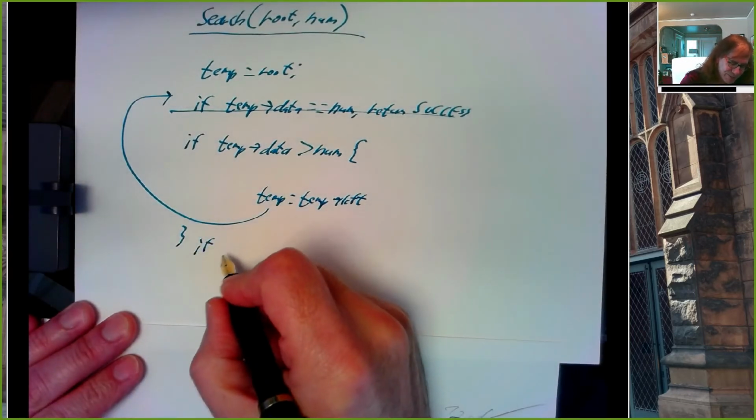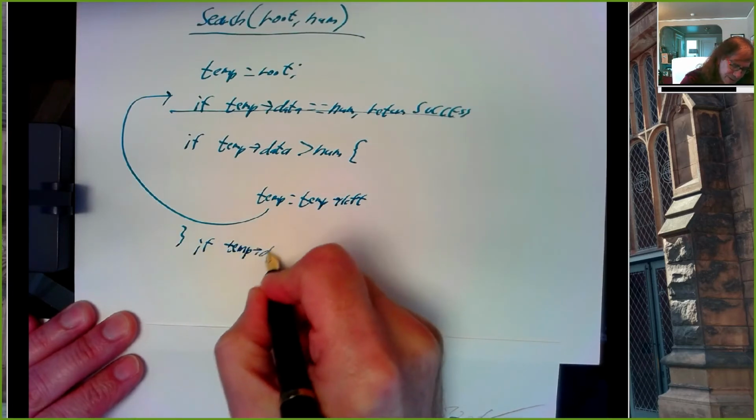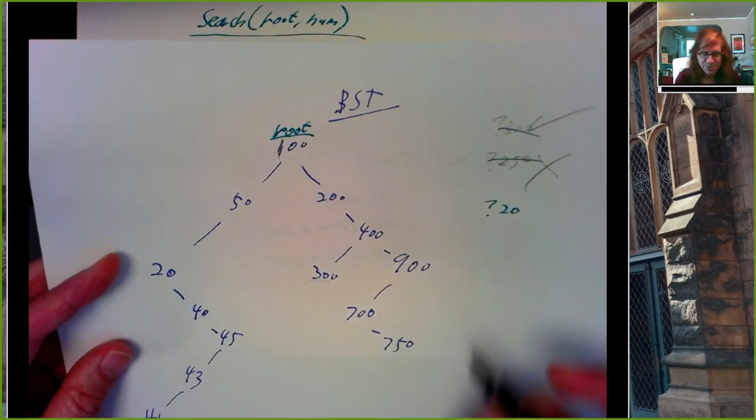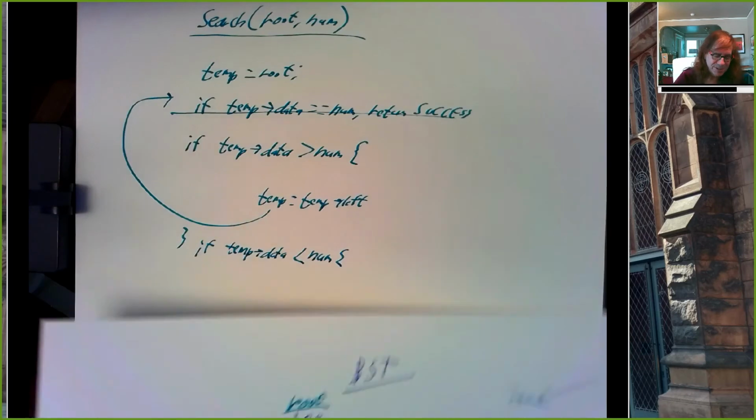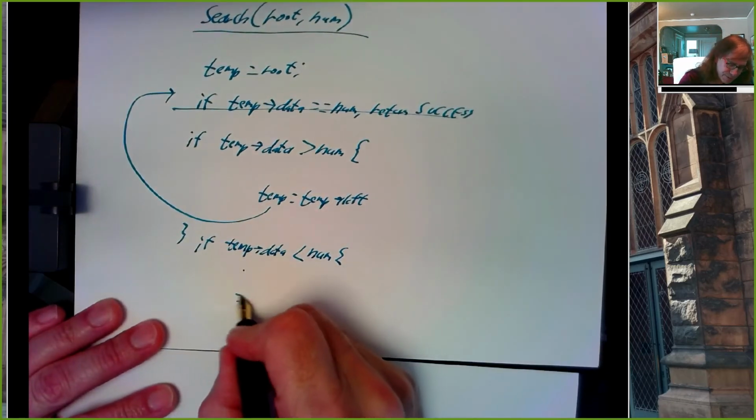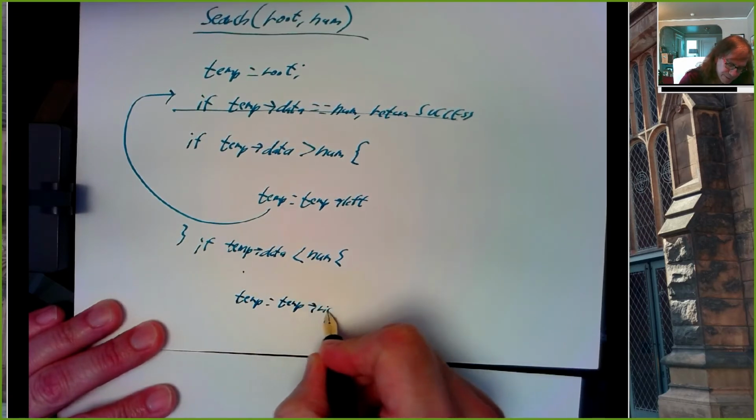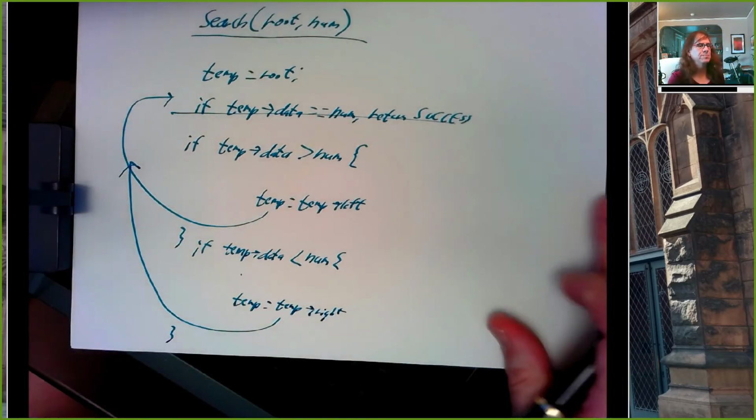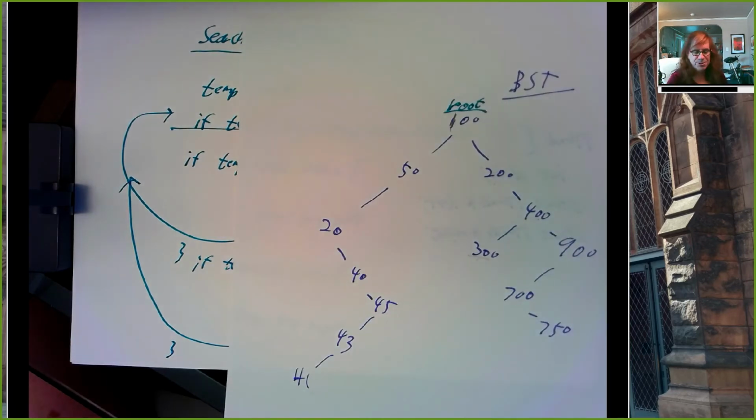On the other hand, we don't really need an if because there's no other possibility, but if the root node's data is less than the number we're searching for, so we're searching for 250 and the root node is only 100, so it's smaller, we want to move down to the right subtree. So we're going to change temp equal to temp right, and we're going to go back up again.